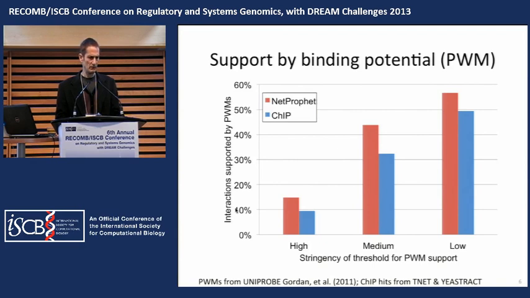And what we found was that at all three levels of stringency, the NetProphet predictions were supported by binding potential more than the ChIP-chip and ChIP-seq relations were. And this is really remarkable because NetProphet knows nothing about promoter sequences or binding. It's using only gene expression data, whereas ChIP is designed specifically to measure binding.